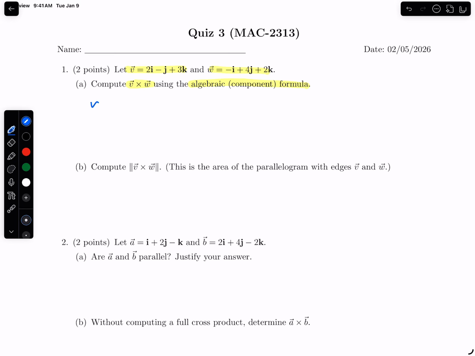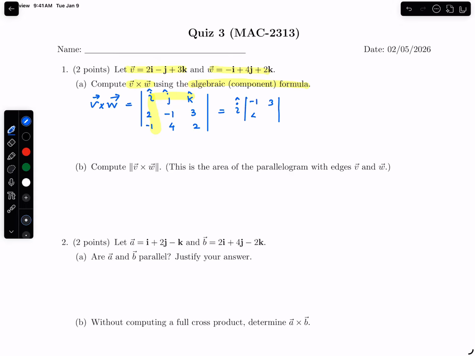I know that the cross product between two vectors is defined to be the determinant of this matrix, where the first row is the i, j, k components. The second row comes from the coefficients of the components of vector v, which is 2, -1, 3, and the last one comes from w, which is -1, 4, 2. To compute the determinant, for the i, I delete the row and column, then write the leftover in a 2 by 2 matrix.